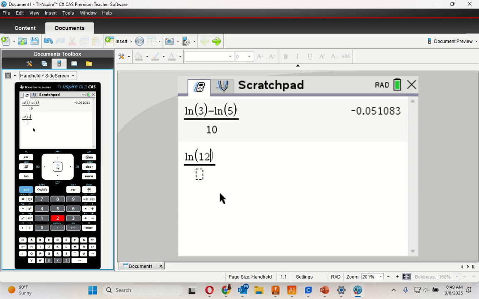Ln of 12 minus ln of 25 over negative 0.051. Control enter. So what does that give me at time? Yeah, 14.392 hours.